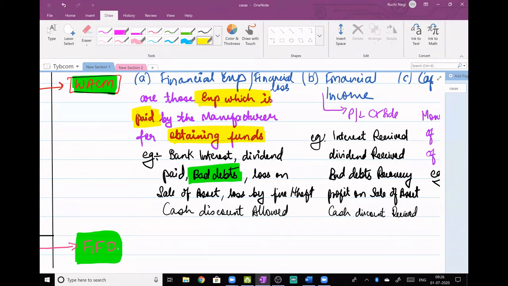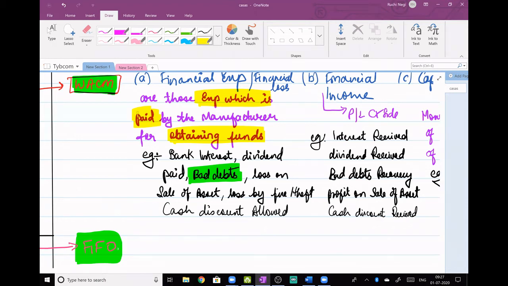I mean, financial expense and financial loss are one and the same. But if you want to have a thin line of difference between the two, this is what I have said. Bank interest and dividend paid are examples of financial expenses, whereas bad debts, loss on sale of asset, loss by fire or theft, cash discount allowed are examples of financial losses. Because actually, you're not paying anything from your pocket. It's a loss which is not gone from your pocket. But bank interest and dividend is an expense which is going from your pocket. Bad debts is a loss, it's not an expense which goes from pocket. Same, loss on sale of asset, loss by fire or theft, and cash discount allowed.